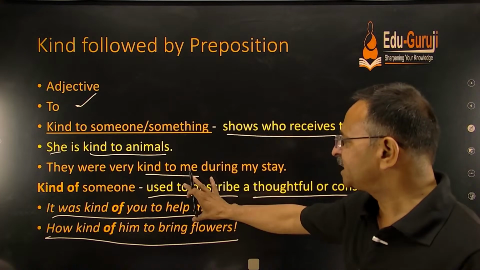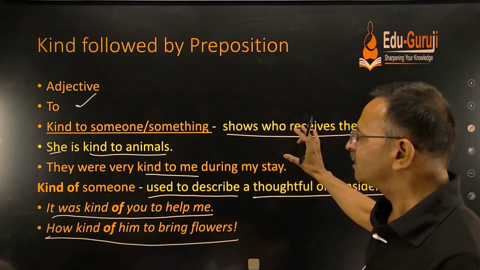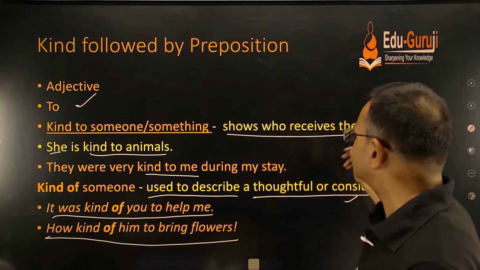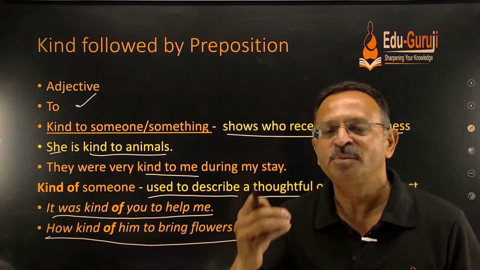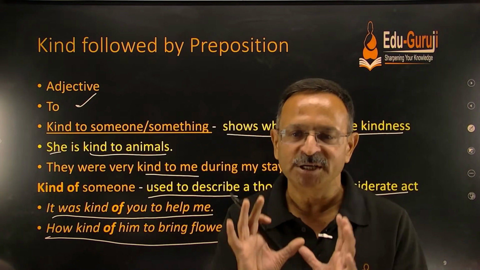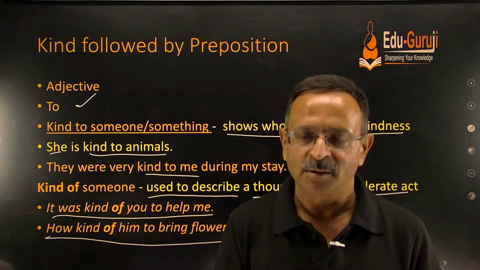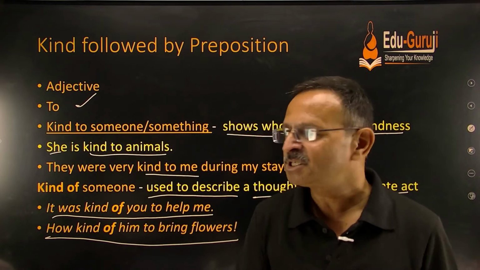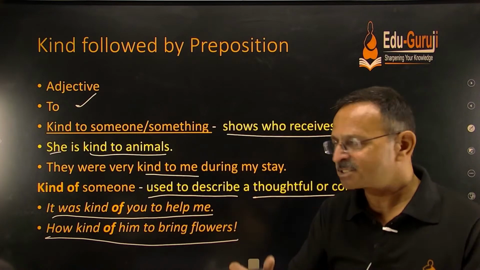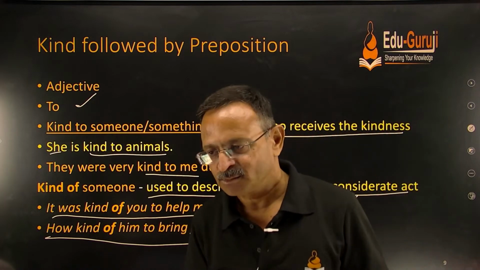So whenever you are using "of", you are talking about a kind act, some act of behavior. And when you are talking about "kind to", that means you're talking about a person, or who is receiving the kindness. I hope it is clear. So with the adjective kind, we're using two prepositions. One is "to", another is "of". We use "of" to talk about the act and "to" to talk about the person. I hope it is clear. Let's move forward.